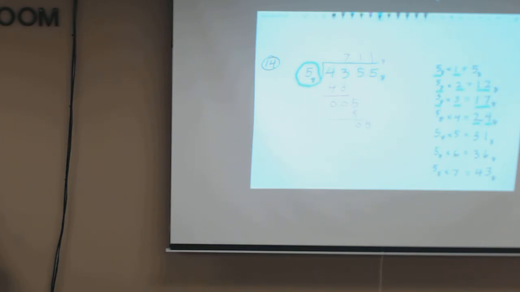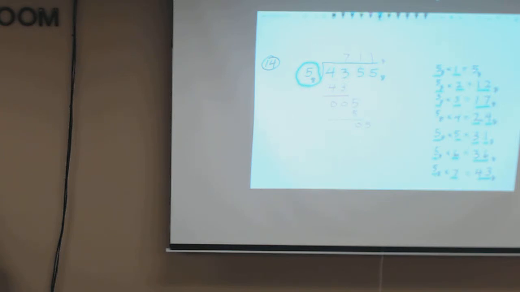Okay? What's 5 times 5? 25. How do you say 25 in base 8? 3 eights is 24 and 1 one. What's 5 times 6 in base 8? 30. How do you say 30? 3 eights is 24 and 6 ones make 30. So it's 36 in base 8. You see why it helps to have this chart here? Because what's 5 times 7? 43. Ah, look at that.